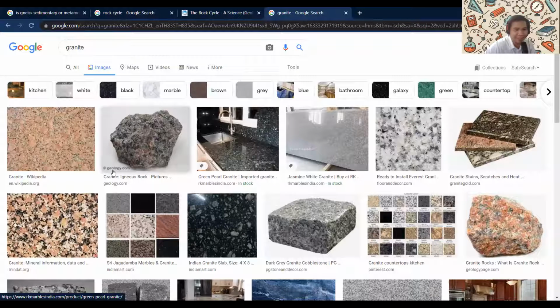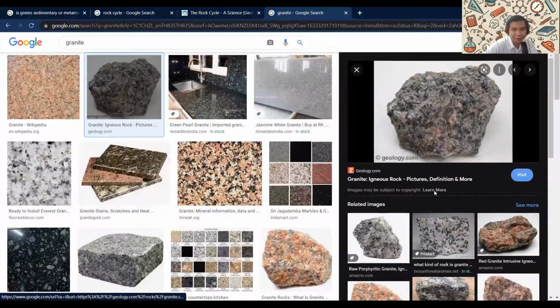First is granite. Granite. What type of rock is granite? What type of rock could granite be? And what does it look like? It looks like this. And what do you know? Granite is actually an igneous rock. So that's your answer to the first one. Granite is an igneous rock. Next.